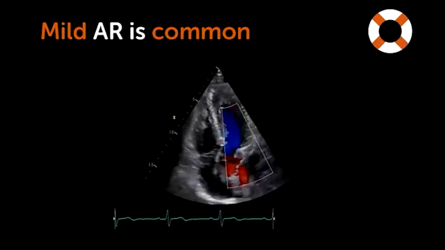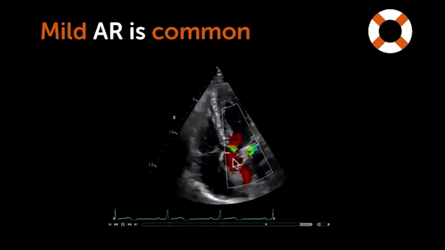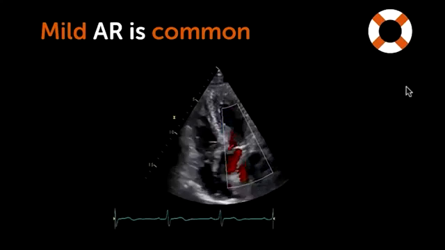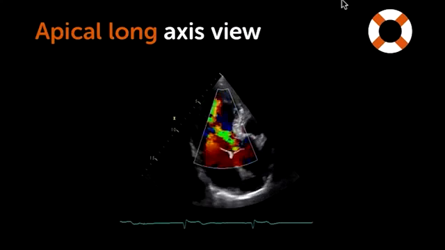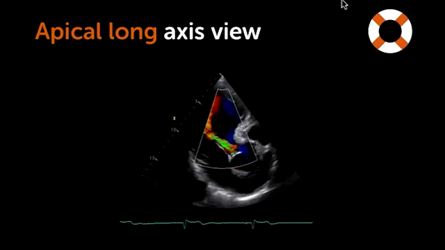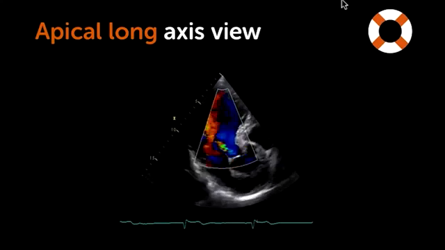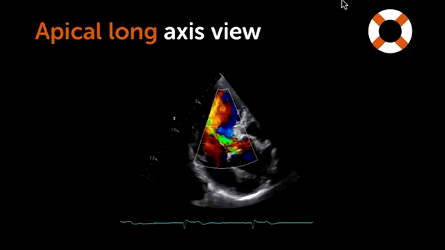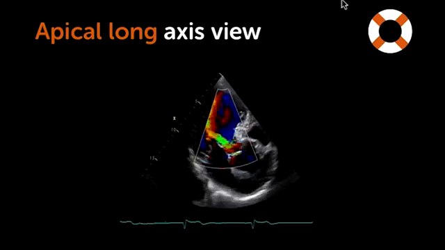And this is such an example. A 5-chamber view where you can see a small jet from the aortic valve into the left ventricle. Another view to study aortic regurgitation is the 3-chamber view or apical long axis view. In this example, aortic regurgitation is at least moderate, maybe even moderate to severe. Note that mitral regurgitation is also present.